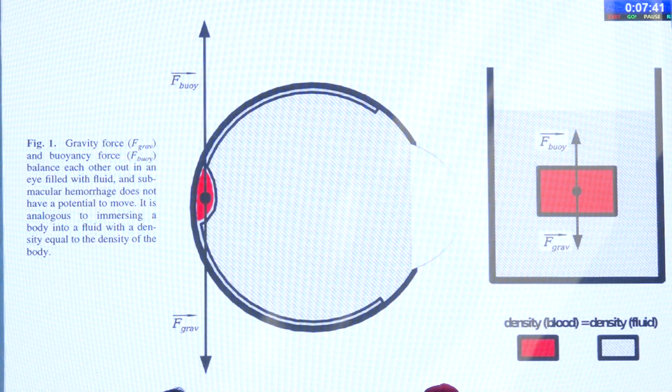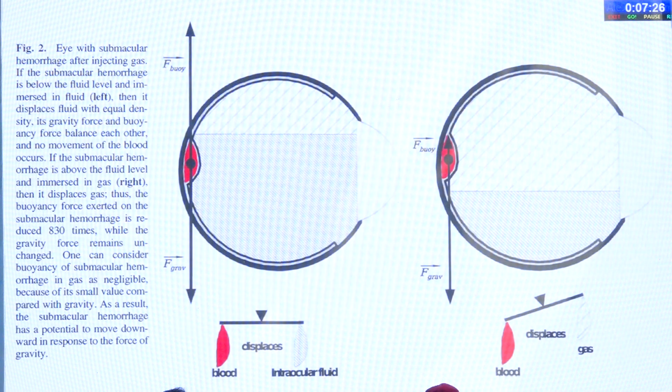Now, what is the rationale behind this? If you look at this diagram carefully, what we see is that the submacular bleed needs to be displaced from the macula, and when the bleed happens, the buoyancy force and the gravity force usually cancel each other out. So when we replace the vitreous cavity with gas, the gas is there at the interface of the bleed. The buoyancy caused by the displacement of the gas is lesser than the gravitational pull of the submacular bleed, and that is how it settles down.